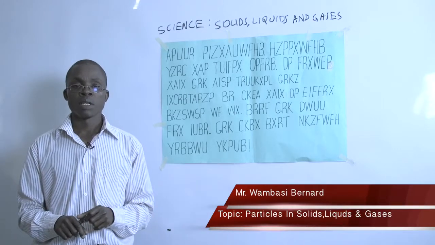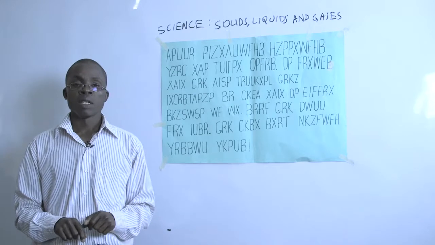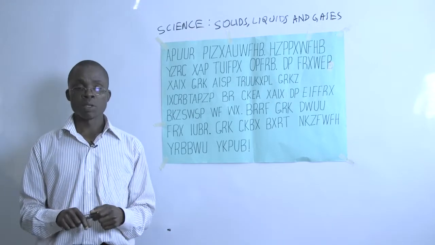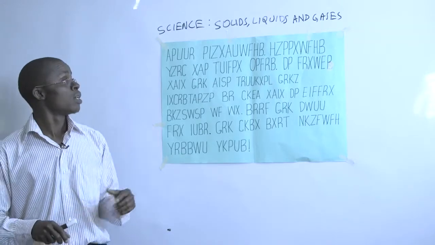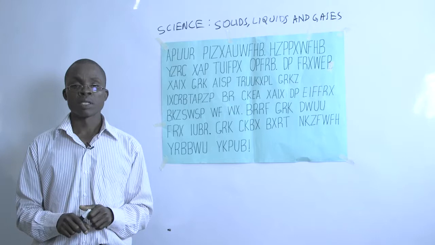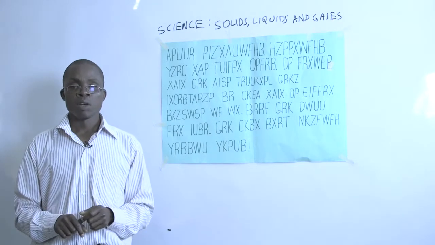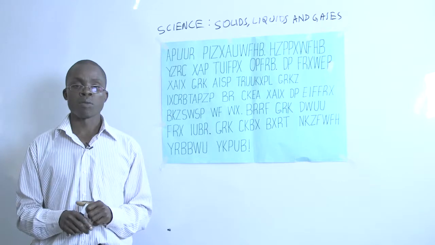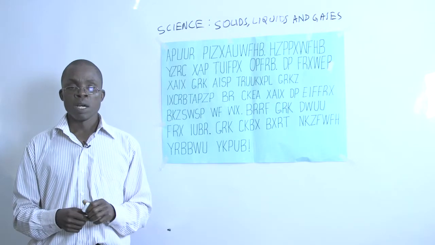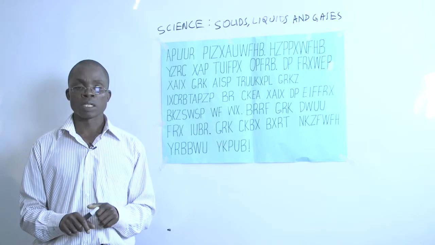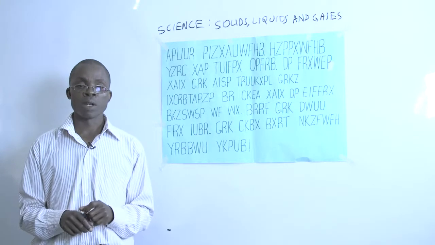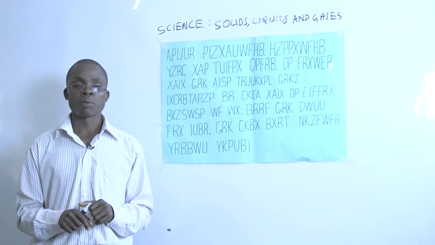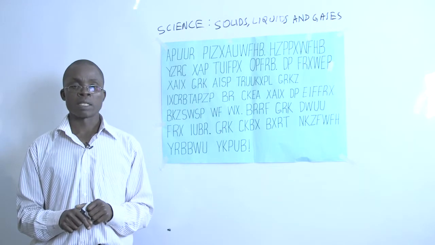Welcome to today's science lesson about the solid, liquid, and gaseous states of matter. In our previous lesson, we talked at length about the properties of solids, liquids, and gases, where we even went further to look at some coded information, using the known information from what we had learned to decode it. At the end of the lesson, I gave an assignment on a leaflet that was flying and carrying coded information that students were supposed to decode.